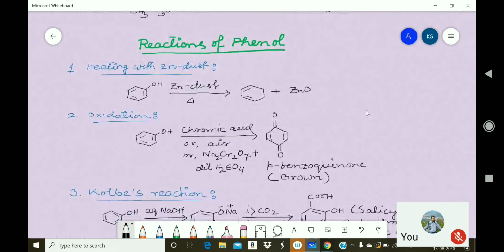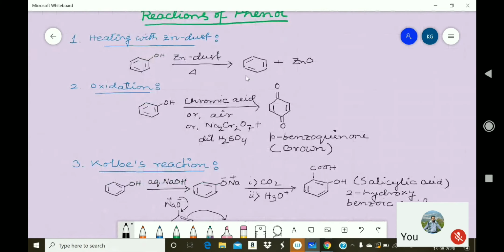When phenol is heated with metallic zinc, the zinc removes the oxygen, resulting in benzene. So zinc dust with phenol, when heated, forms benzene.